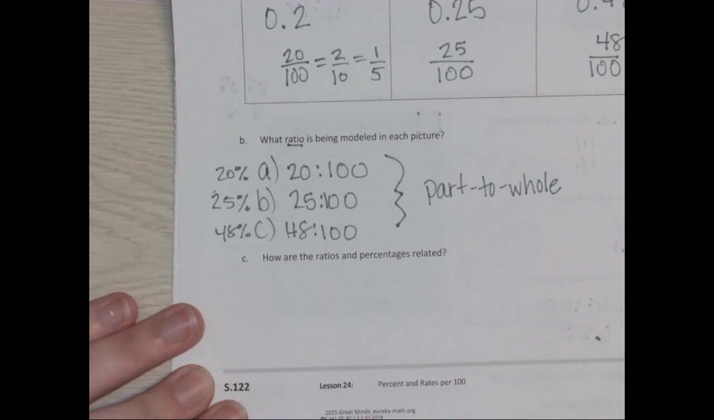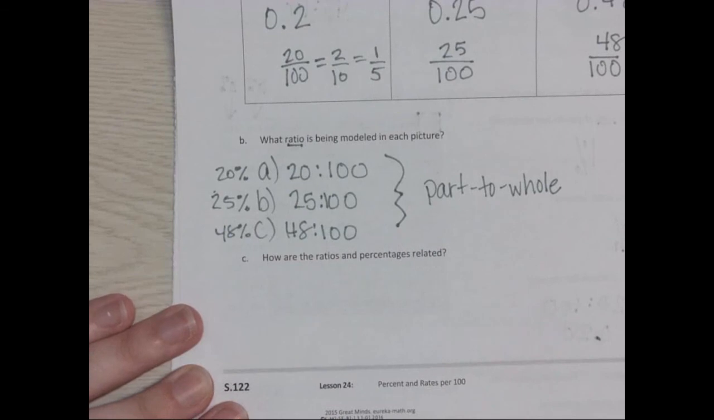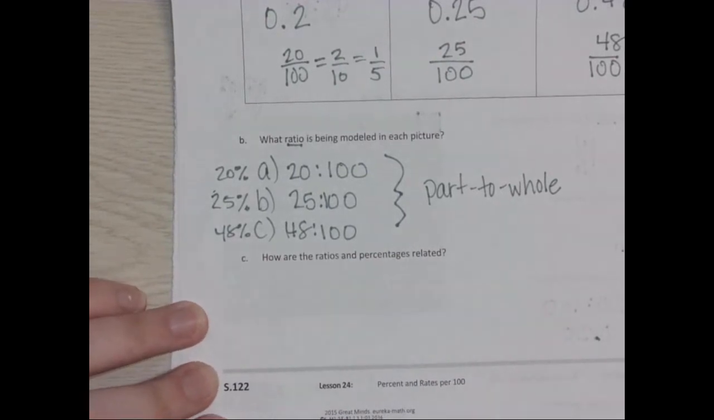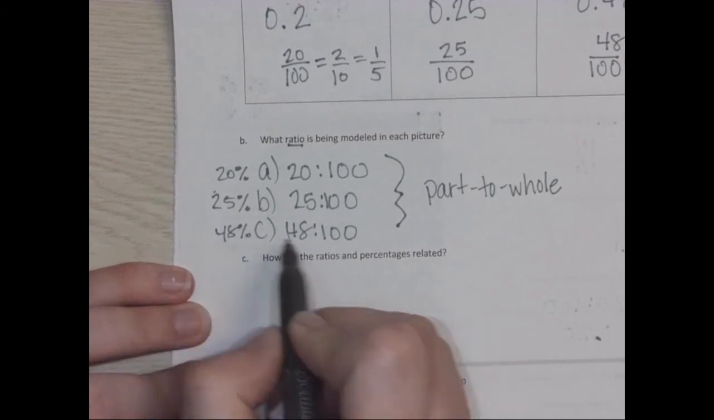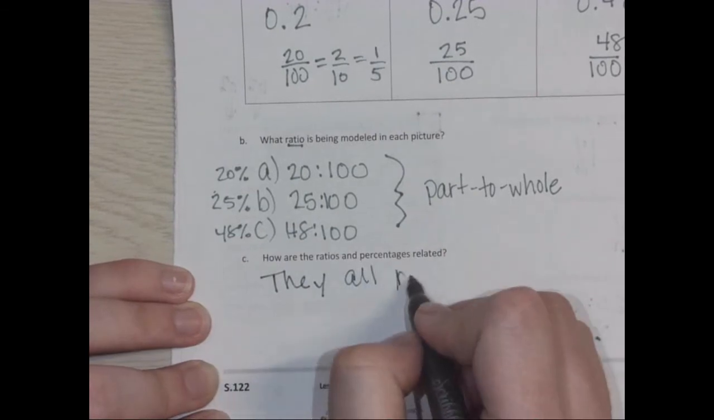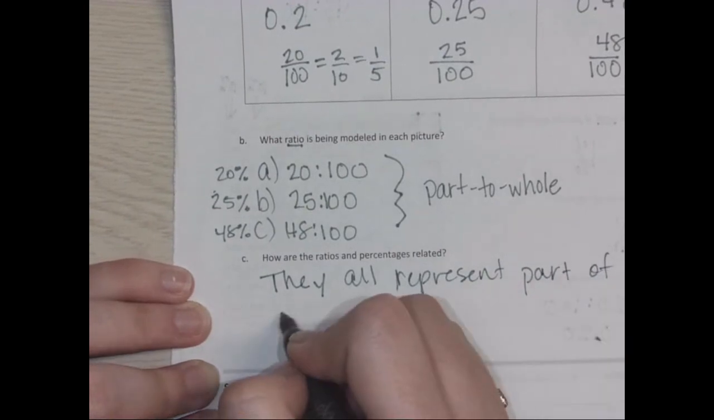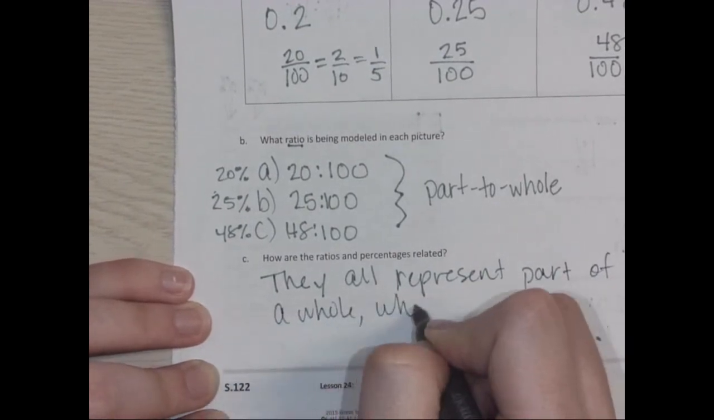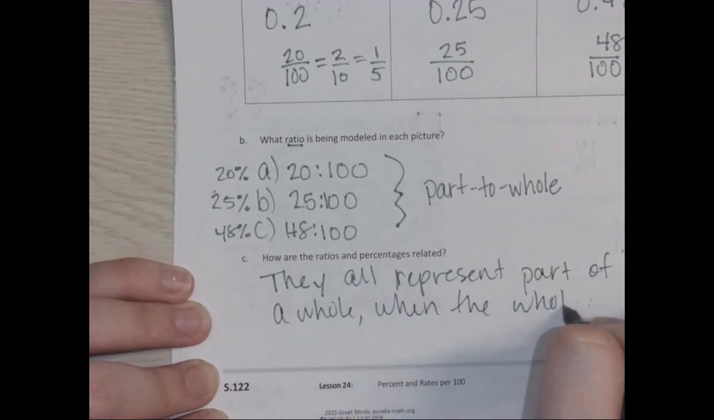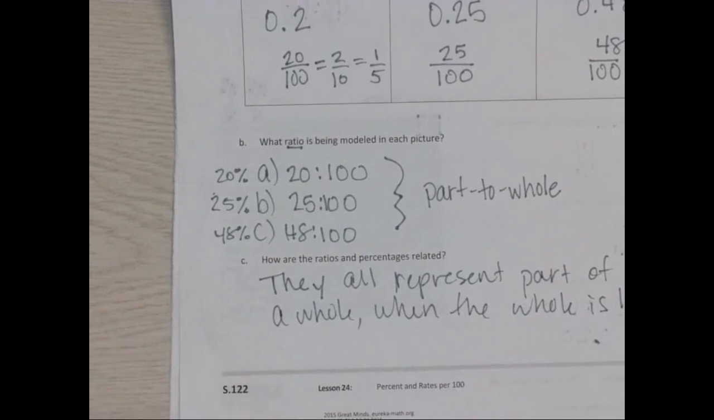Me and Julie said that they're odd even. Oh, wait. No, they're not. That one's odd. Oh, yeah. What else, Kalia? The part for the ratio is what the percentage is. Exactly. They all represent part of a whole when the whole is 100. Yes, go ahead.